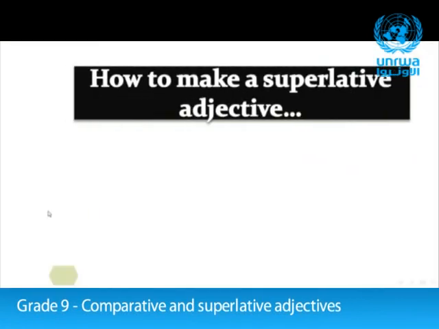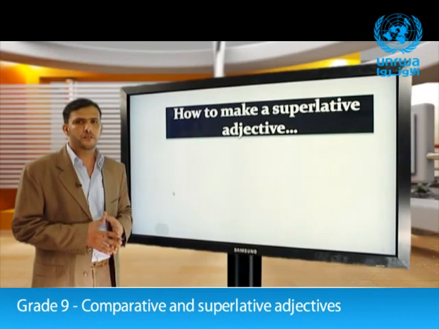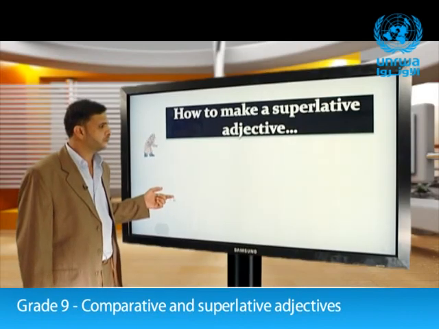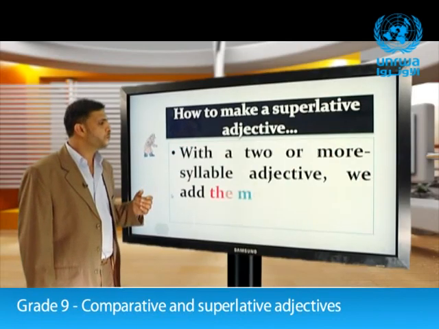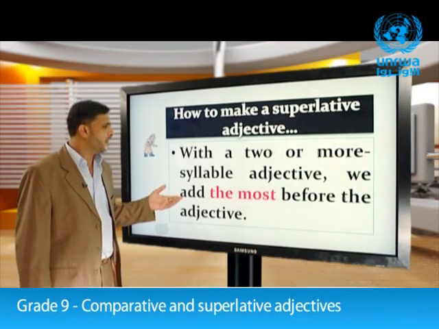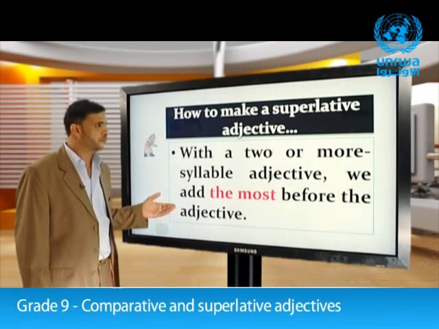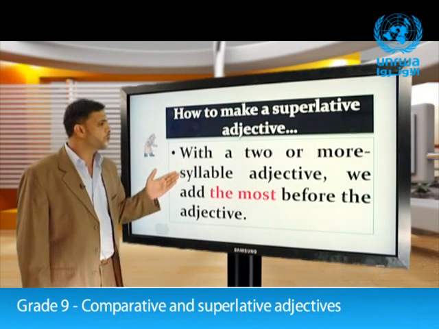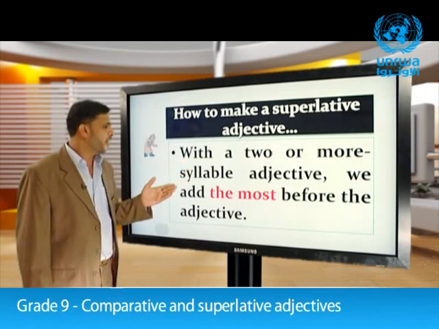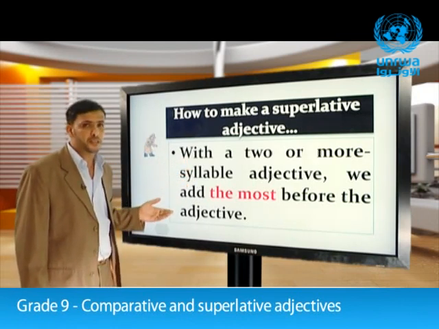Now let's see the rule. How to make a superlative adjective. With 2 or more syllable adjectives, we add the most before the adjective. Again, with 2 or more syllable adjectives, we add the most before the adjective.